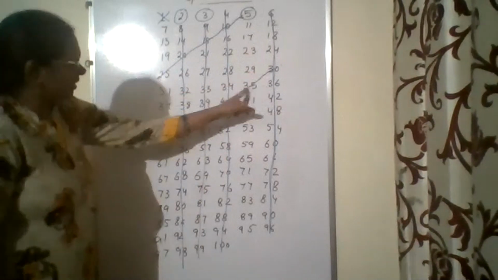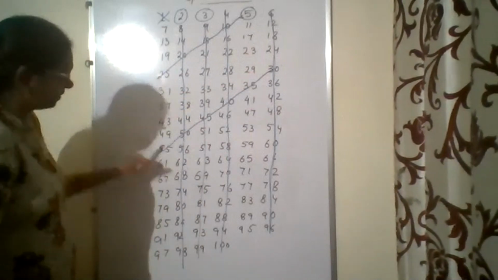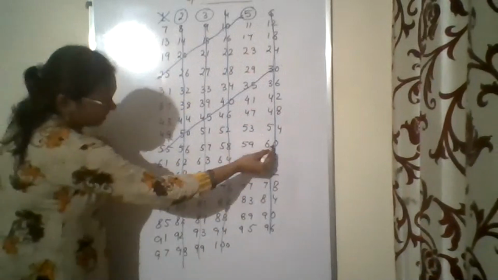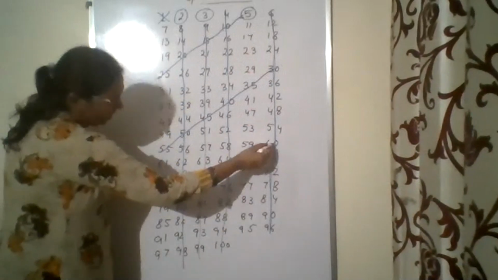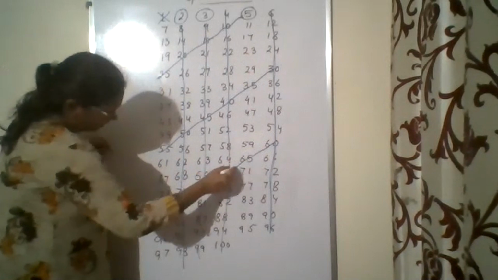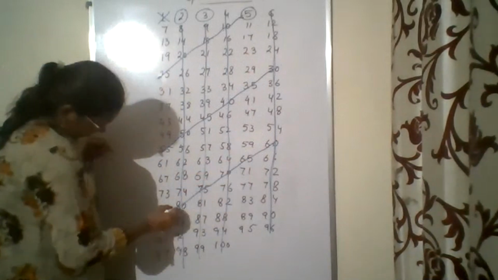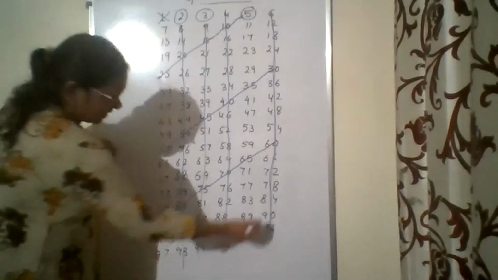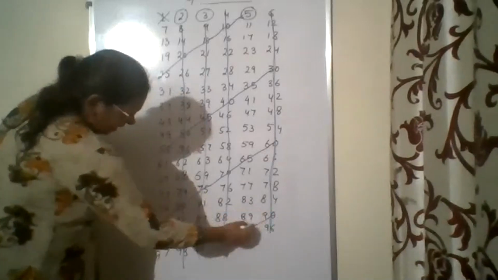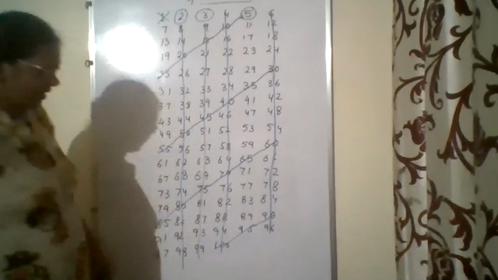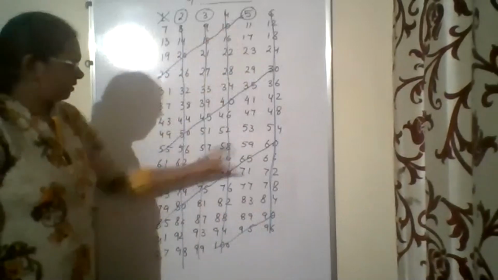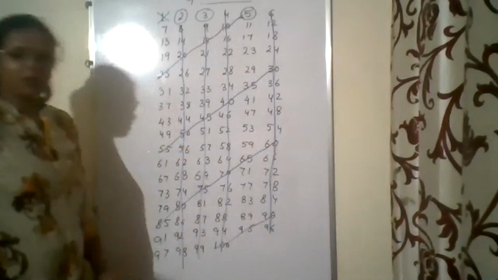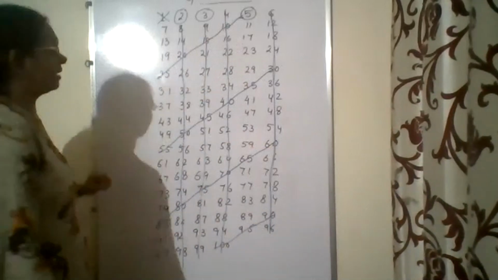See 30, 35, 40, 45, 50, 55. Now next is 60. 60 is divisible by 5. Now strike off all the numbers which are in the diagonal with 60. Now next last 90, 95 and 100. So these all numbers are divisible by 5. So we strike out all the numbers which are divisible by 5.